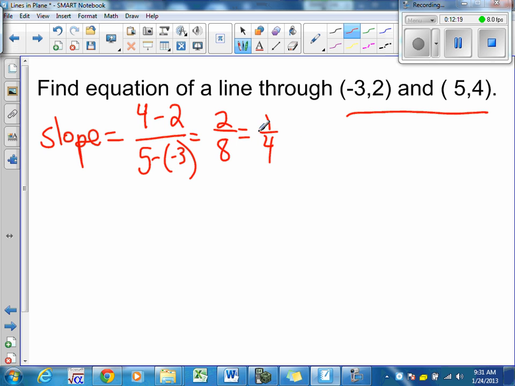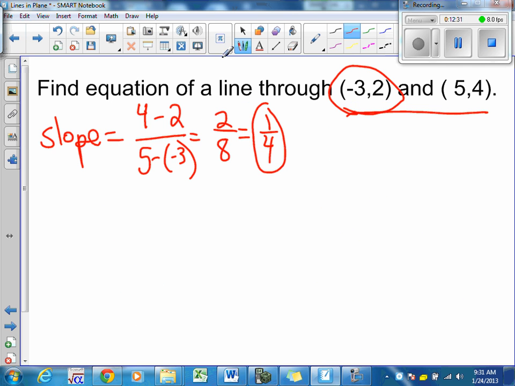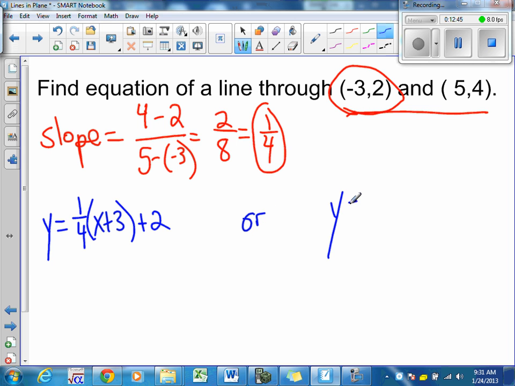So now I have my slope and I have a point. And you notice, look at this slope, look at this point. That's the same question we just did. So you could use that point and you could write 1/4, we've already done this, x plus 3 plus 2. However, you could also have written this using the other point. Both points work.